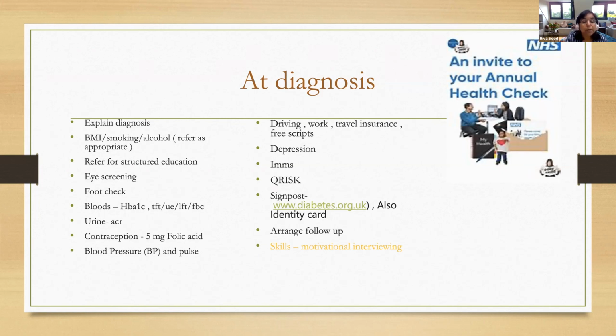Obviously, at diagnosis, what you're trying to do is not just confirm the diagnosis, you're also trying to assess them for complications. So you want to make sure that they understand and change their lifestyle, and you assess for complications. You want to check if they've already got complications. So of course, you would do things like BMI, smoking, alcohol. You'll make the referral as appropriate.